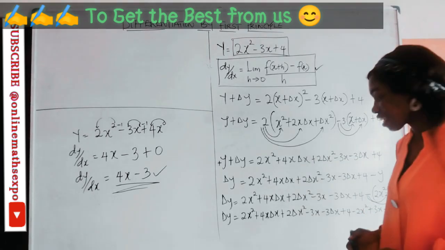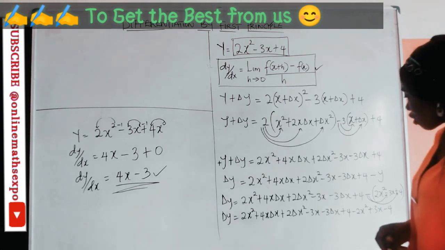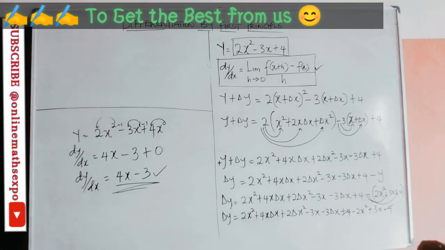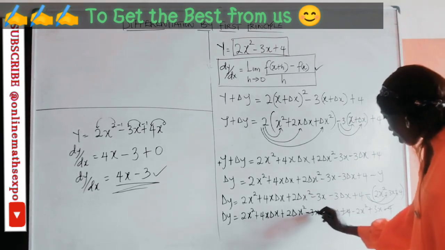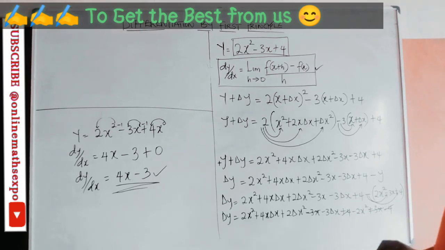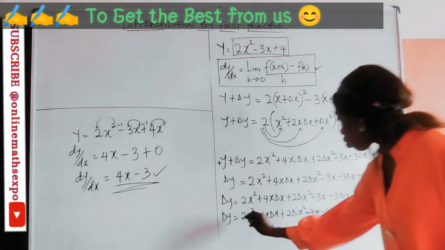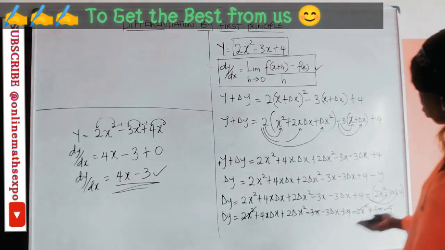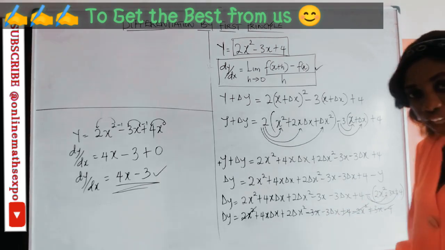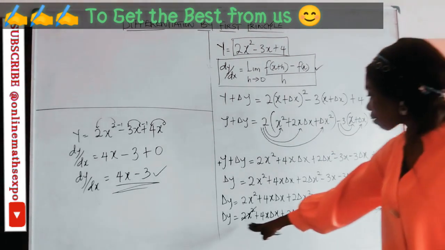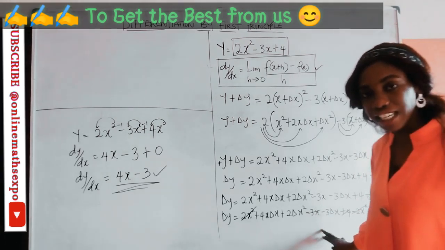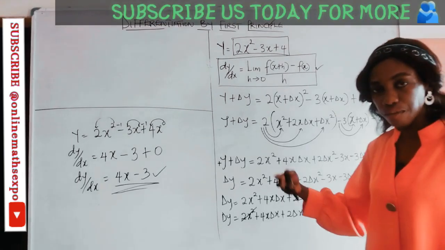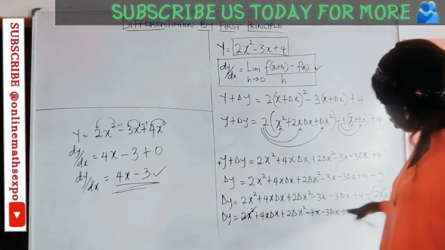Okay? So let's see, is there anyone we can remove? Yes. This 4 we cancel this 4. Negative 3x, we cancel positive 3x. Any other thing? 2x squared, we cancel negative 2x squared. What this means is that if you do this very well, obeying all the rules as you are doing it, at a particular point like this, some things can be eliminated. The essence of eliminating is to make the work much easier. So ensure you do it correctly.